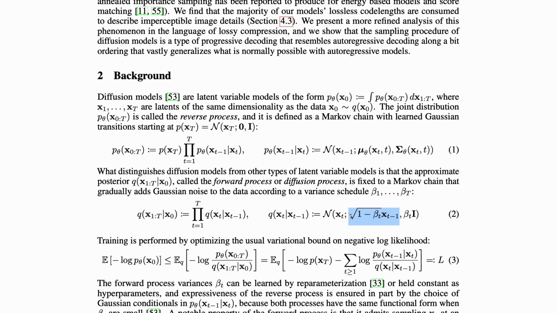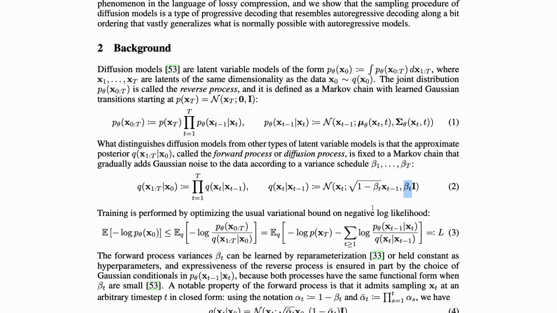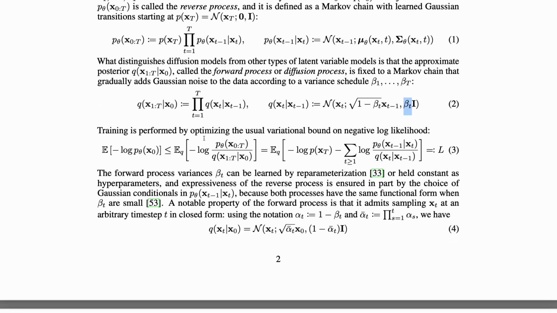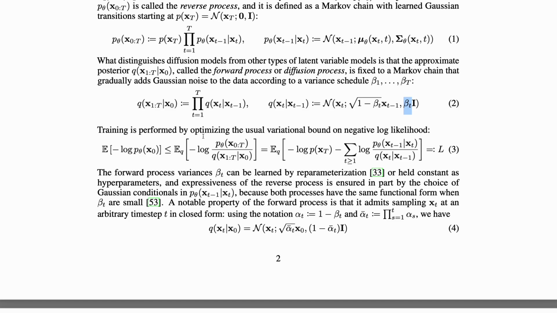So it looks at the previous image xt minus 1, and then samples something around square root of 1 minus beta t times xt minus 1, and around that in the beta t region it samples something. So it's kind of like adding some form of noise. So this beta t seems like the extent of noise, I feel. Let's check. We will get to know later on. So training is performed by optimizing the usual variational bound on negative log likelihood.